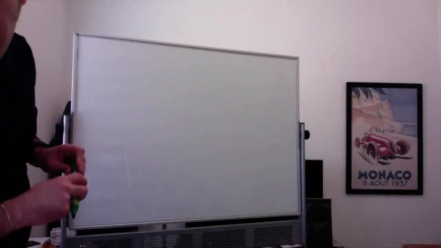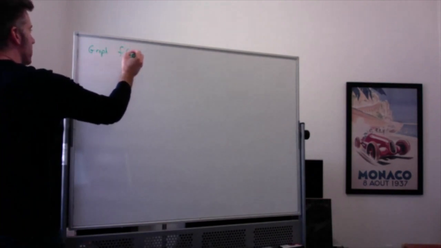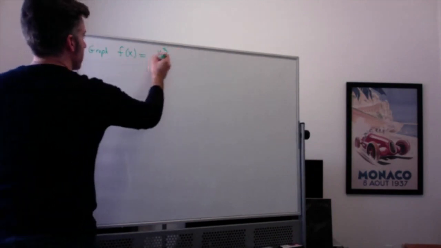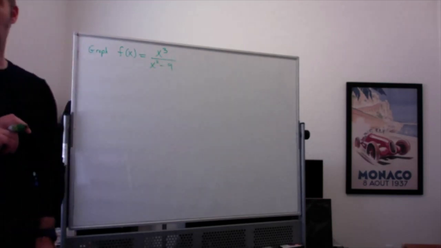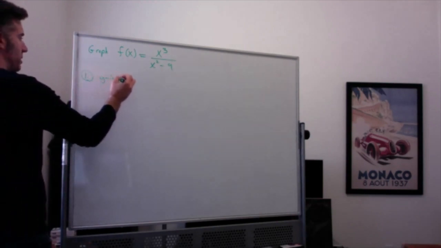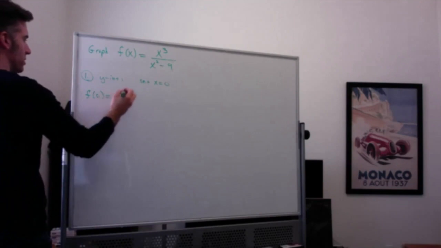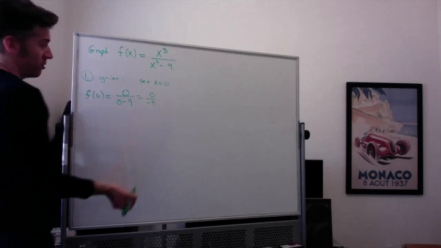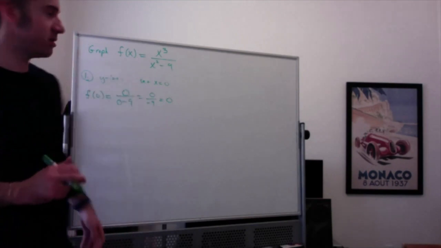So let's look at this example. We want to graph f of x equal to x cubed over x squared minus 9. Okay, and let's do all the usual stuff. So first, the y-intercept. I'm going to set x equal to 0. We're going to get f of 0 is 0 over 0 minus 9. 0 divided by a non-zero number is 0. Right, negative 9 goes into 0, 0 times.